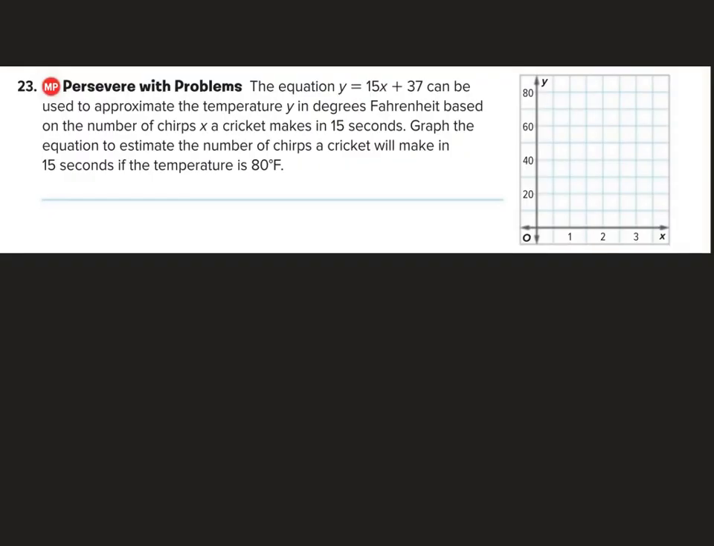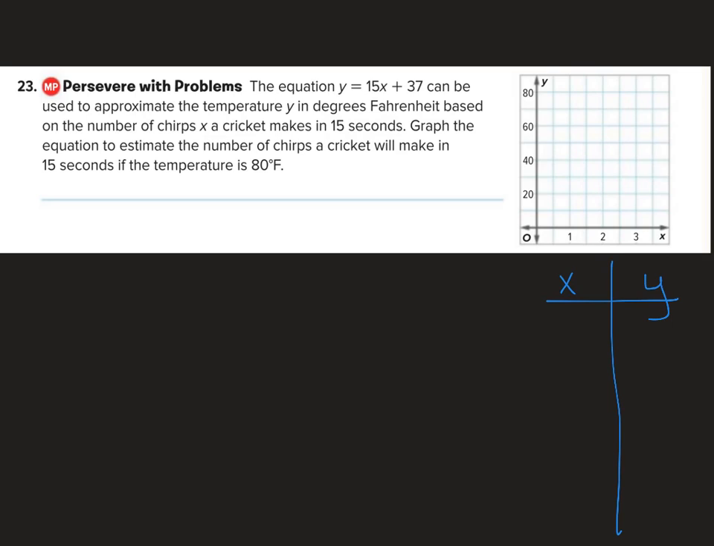Number 23, the equation y equals 15x plus 37 can be used to approximate the temperature y in degrees Fahrenheit based on the number of chirps x a cricket makes in 15 seconds. Graph the equation to estimate the number of chirps a cricket will make in 15 seconds if the temperature is 80 degrees Fahrenheit. So I'm going to make a table of values with my x and y values, and that will help me figure out this problem better.